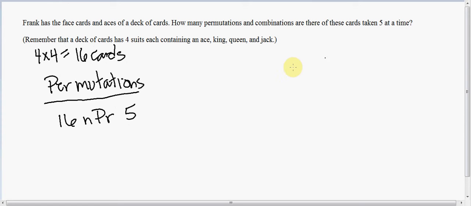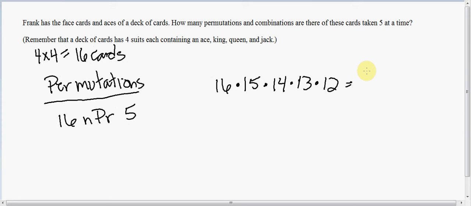So my work is going to be to start at 16 and then multiply by the next 4 numbers, which would be 15, 14, 13, and 12. That's 1, 2, 3, 4, 5 total numbers. 16 taken 5 at a time.